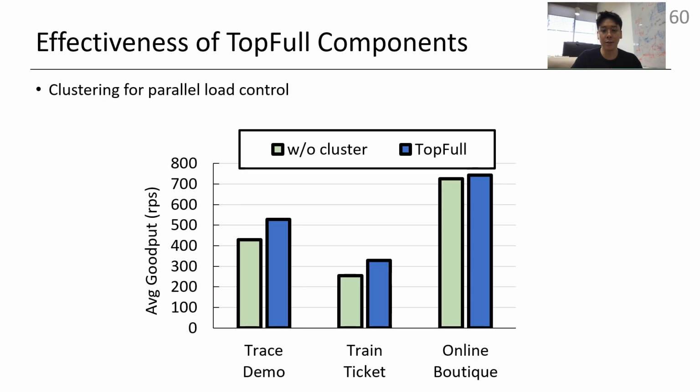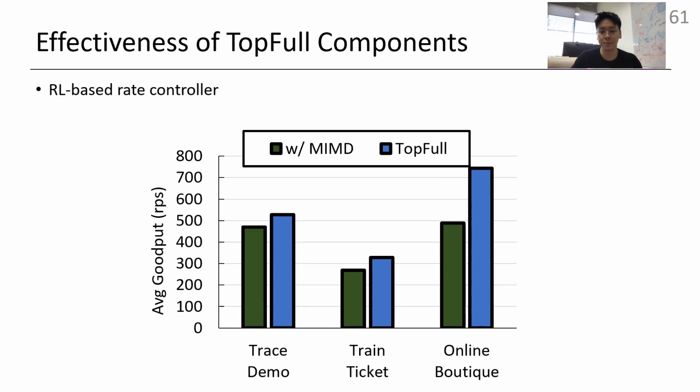This shows the gain of parallel load control. For comparison, we disabled clustering, where TopFull would naively resolve overloaded microservices one by one. Up to 22.5% of throughput decreased without parallel load control. The gain of parallel load control is more significant in larger applications.